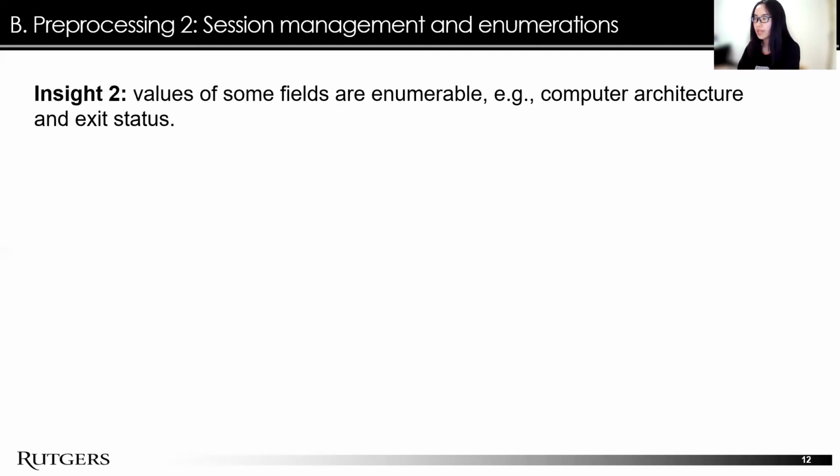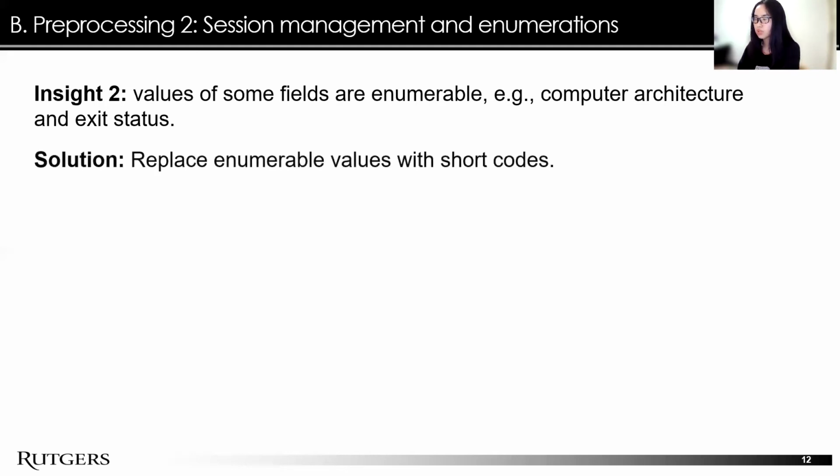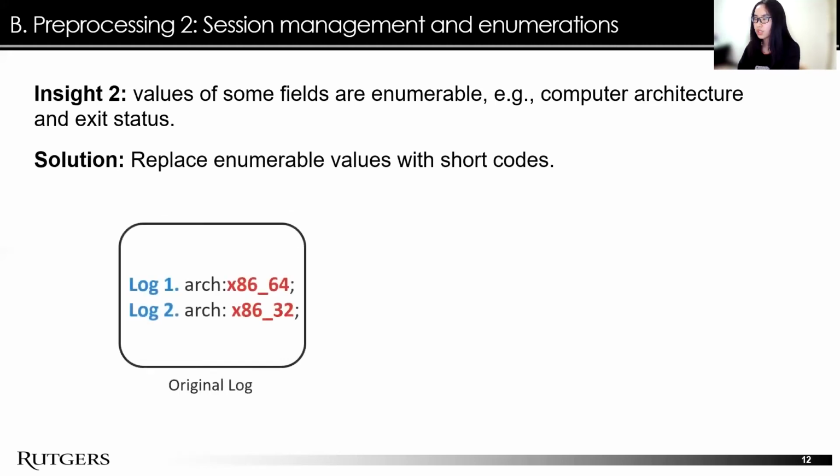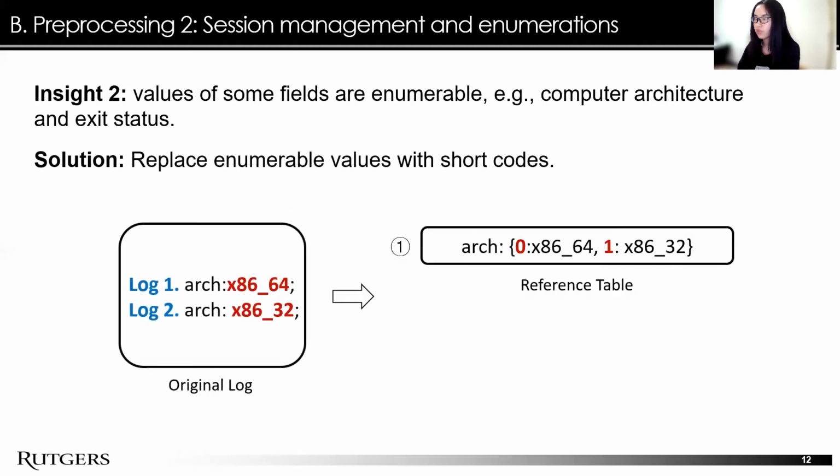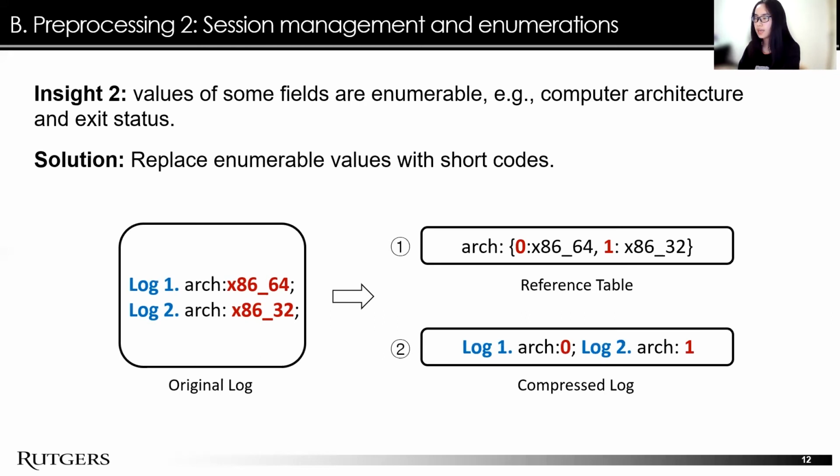We also find that values of some fields are innumerable, for example, computer architecture. For these values, we replace them with short codes. As shown in the example, ELISE first gets possible values of a key and gives each possible value a short identification number. Then ELISE replaces the values of the key with these codes and reduces the cost of storing the original values.